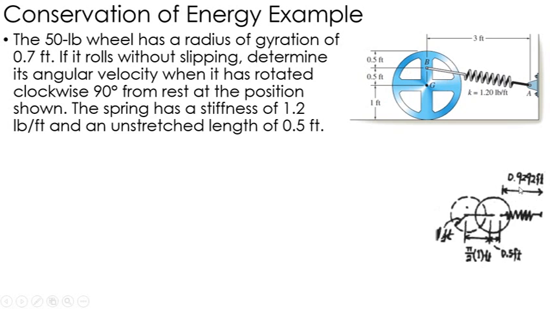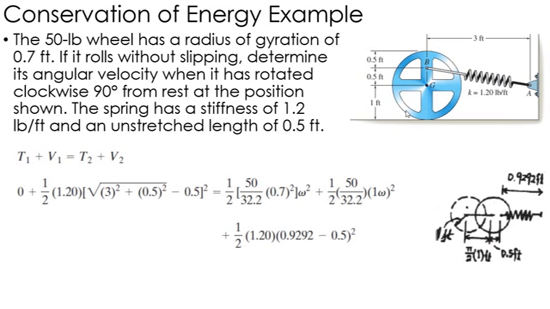So the length of the spring at the end of rotation is 0.9292, based on how much it rolls, which is pi over 2 times the radius plus that half a foot that I've included there. Using that, I'm going to use conservation of energy, because the only force acting here is the spring force. Remember, with rolling without slipping, the friction does no work at all. So the spring's the only thing doing work here.